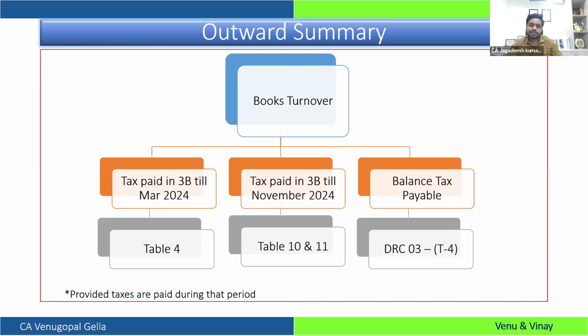If any current year liability is disclosed in a subsequent year, obviously we need to report it in table 10 and table 11. And if we paid any liability through DRC 03, we need to report it in table 4. This is all about the reporting of the taxable supplies. So moving on to the next slide.